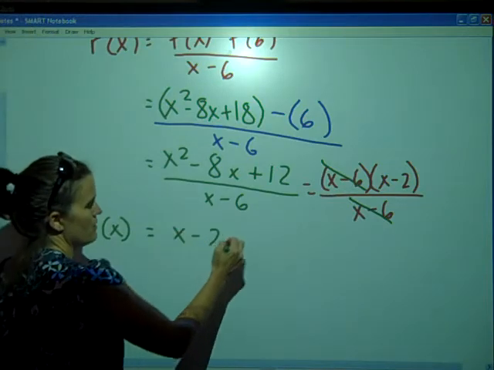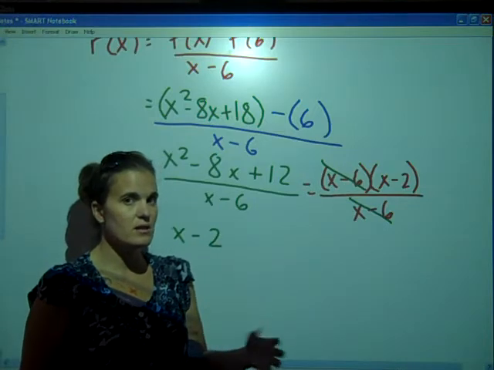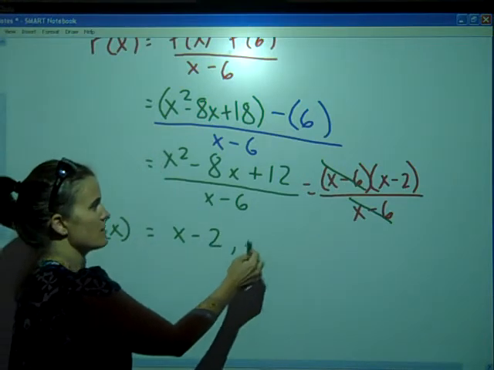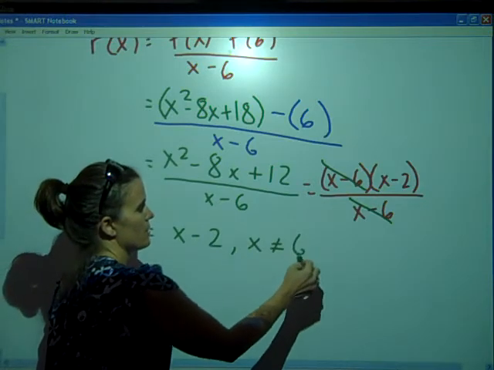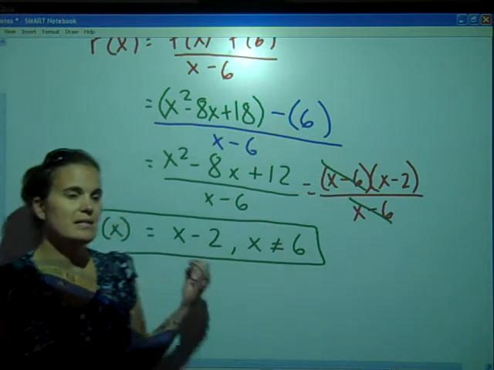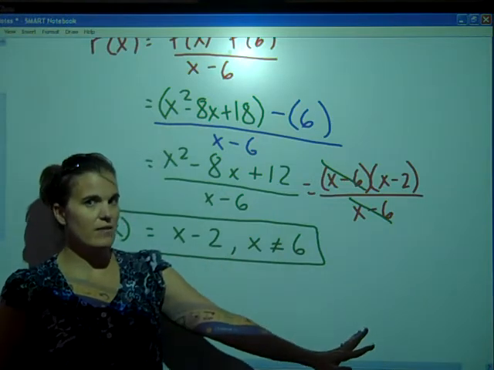Okay? So we can say that r of x equals x minus 2. But remember, if you cancel something out, that is your restricted value. You know that x cannot equal that value. So you need to state this here. r of x equals x minus 2, as long as x does not equal 6. Okay? So we know that that is the equation for the average rate of change from 6 to any given x value.